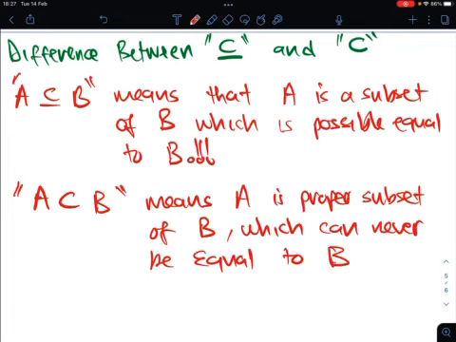You see that? So that's what this notation stands for. When we remove the bar, it means A is never going to be equal to B. So a subset of a set which can never be equal to the original set, we call that a proper subset. Whenever we use this notation, it means we are saying A is a proper subset of B, which can never be equal to B in any way.